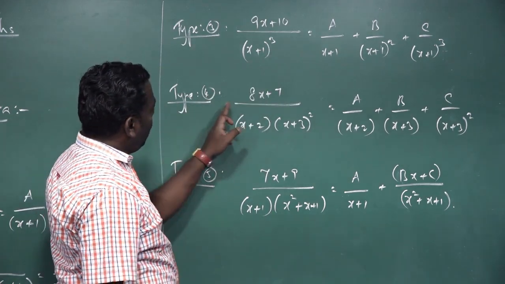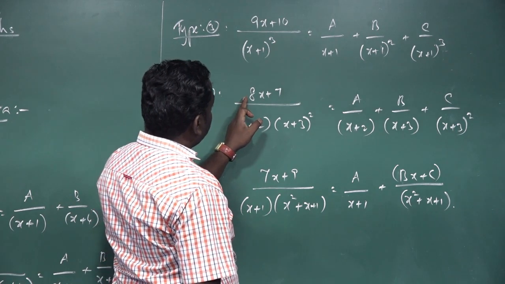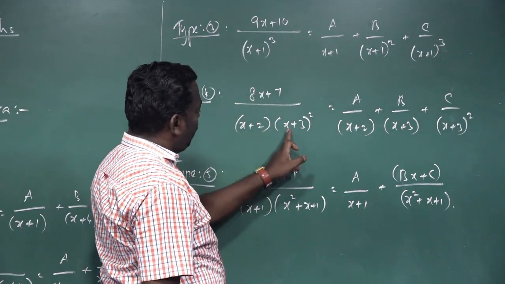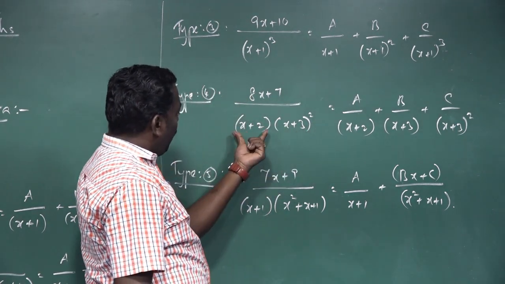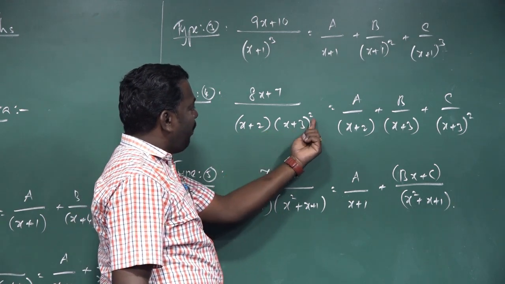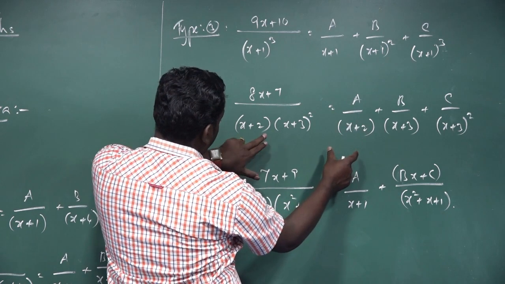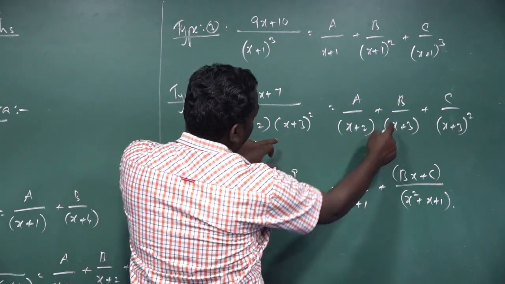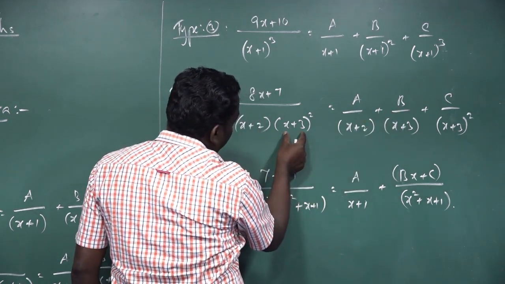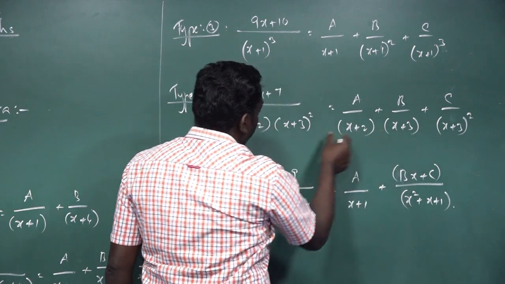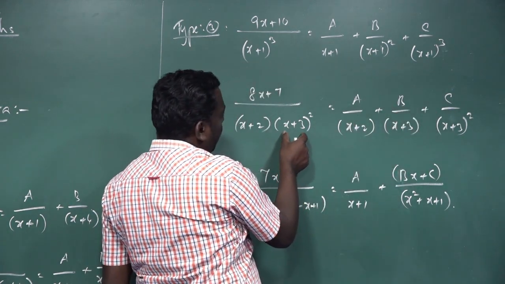Type 4, the given expression is in the form of (8x + 7)/((x + 2)(x + 3)^2). Here one linear factor and also a power factor are involved. For this, first we write A by the first factor x + 2, then B by x + 3, plus C by (x + 3) whole square.